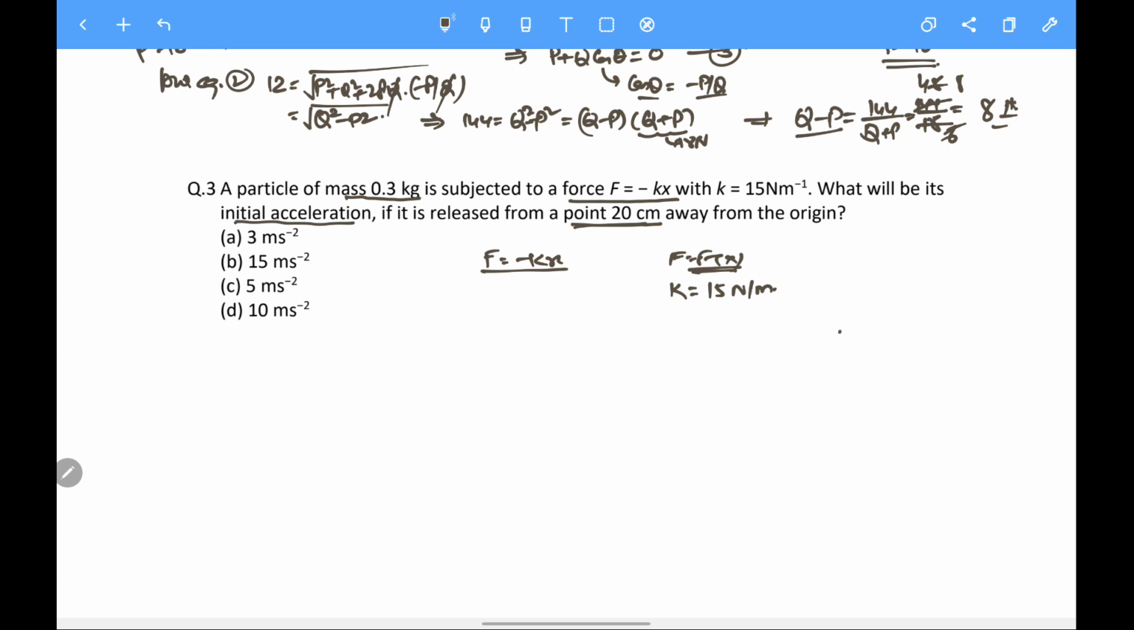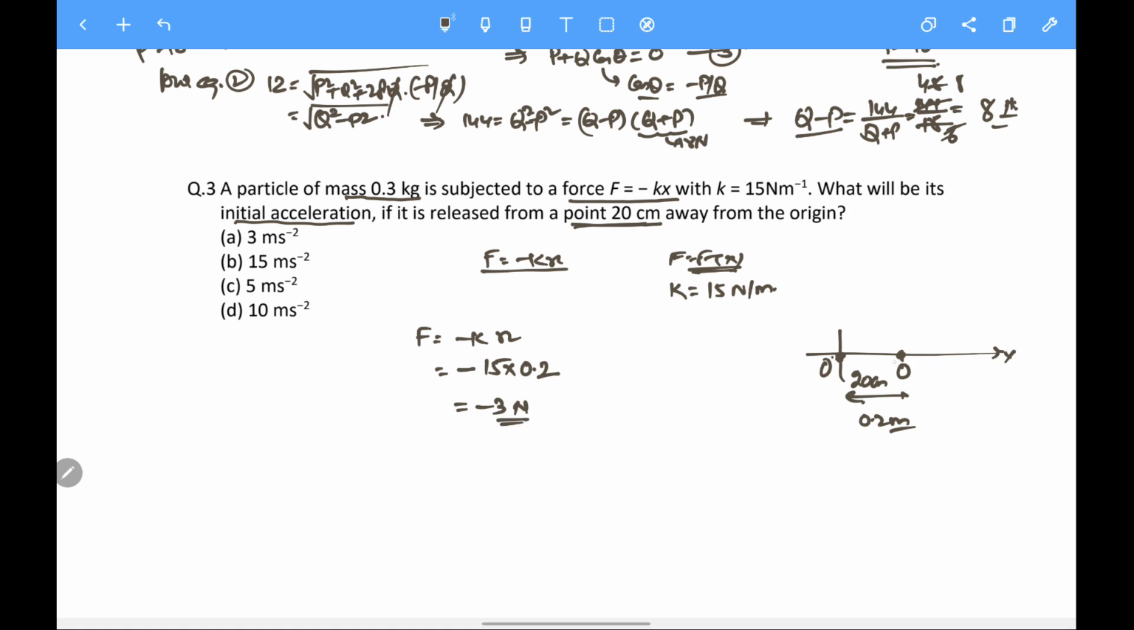That means if this is our reference point and this is our x-axis, initially object is at this point, that is 20 centimeter away from our reference point, say O. This is 20 centimeter. At this 20 centimeter, we can find the F, that is equal to minus kx equal to minus k is 15 and x is 20 centimeter, that means 0.2 meter, multiplied by 0.2, so it will give minus 3 Newton.